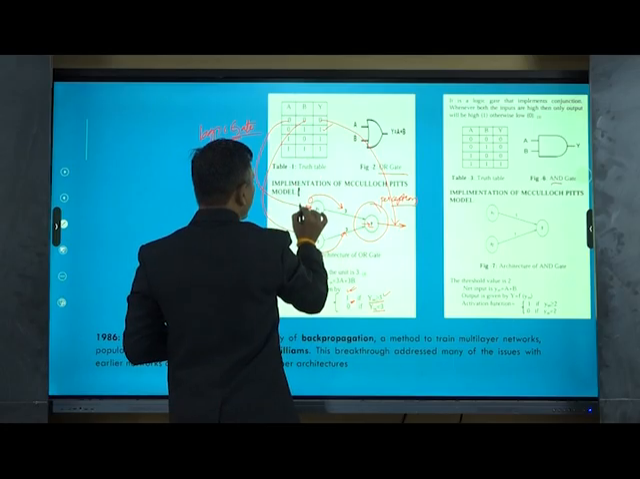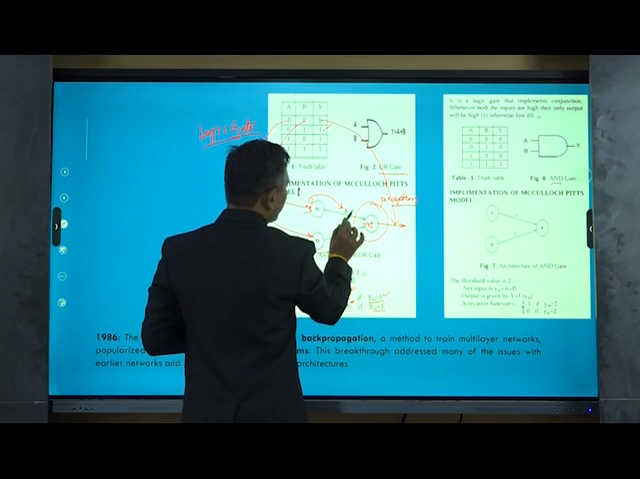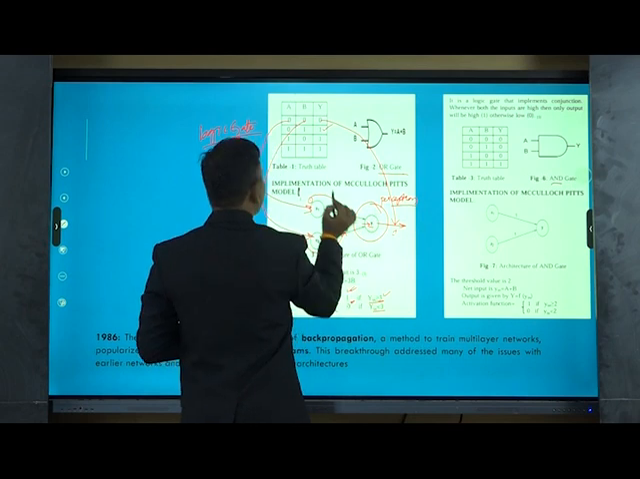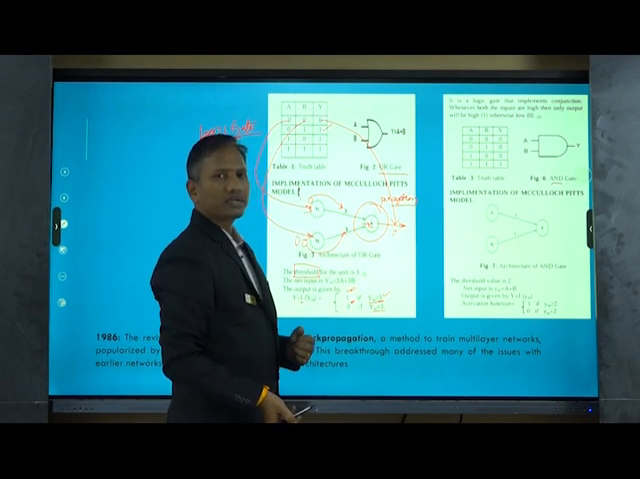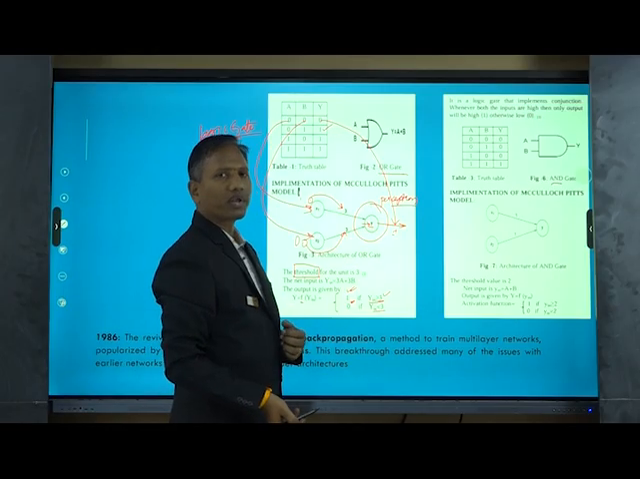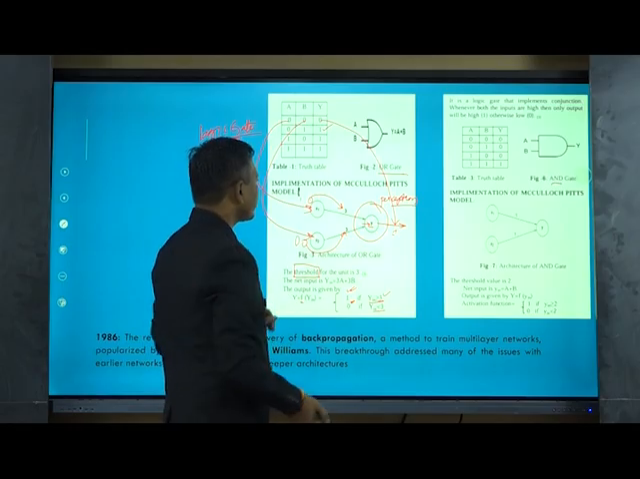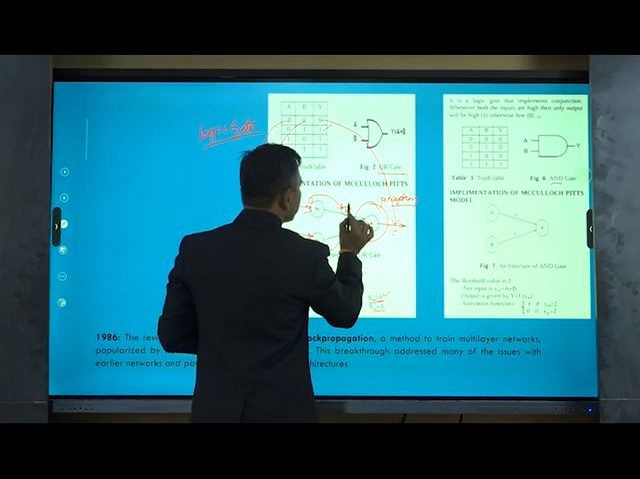When I pass 1 0, again 3 into 1 will be 3 and the other will be 0, so 3 plus 0 will be 3 and it is equal to 3. So my output will be 1. And for 1 1 it will be 6, which is greater than 3, so I am going to get the output as 1. So this way, if I multiply this input with these weights, this is the important thing.